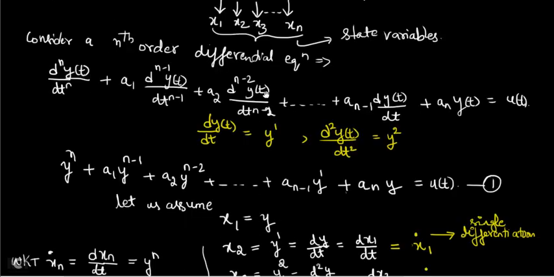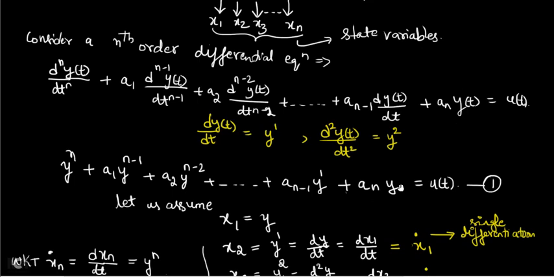Now what happens to your above expression? Wherever d by dt is there, you write it as one differentiation or two differentiations, like that. So d power n can be written as y power n plus a1 into y power n minus 1 plus a2 into y power n minus 2 plus and so on, up to an minus 1 into y power 1, so y power 1, plus an into y, there is no differentiation, so write down y as it is. Instead of writing y of t everywhere, I am simply writing it as y.